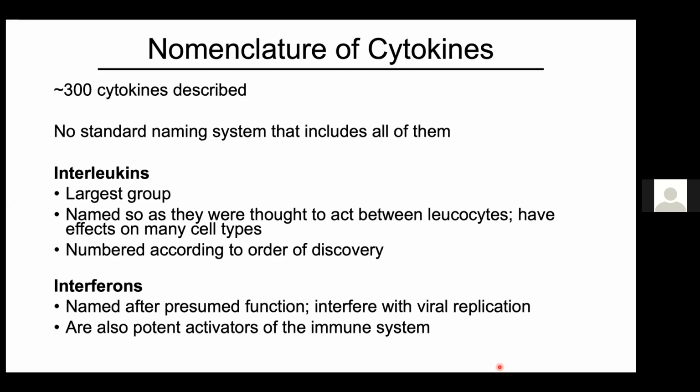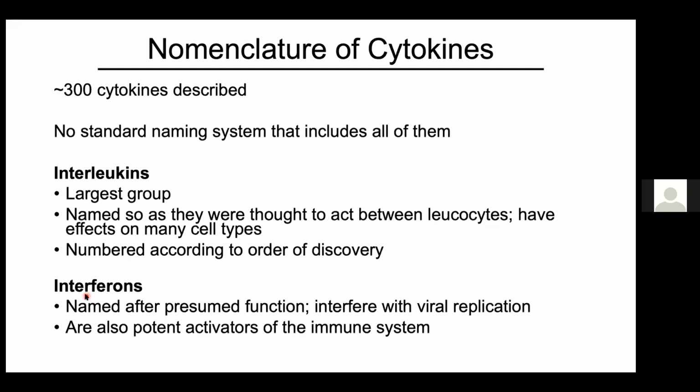They're usually named with a number, abbreviated as IL. So when you see IL with a dash and then a number, that's basically an interleukin. The number was assigned according to how they were discovered, so the numbers go 1, 2, and so forth, just in ascending order. The second major group are the interferons. These come from the word to interfere.